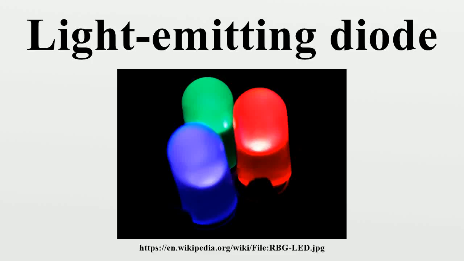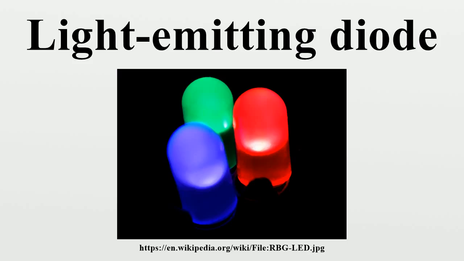A light-emitting diode is a two-lead semiconductor light source. It is a PN junction diode, which emits light when activated. When a suitable voltage is applied to the leads, electrons are able to recombine with electron holes within the device, releasing energy in the form of photons.